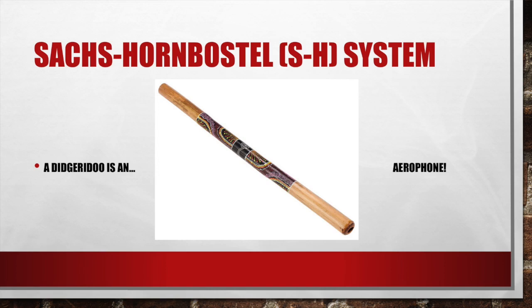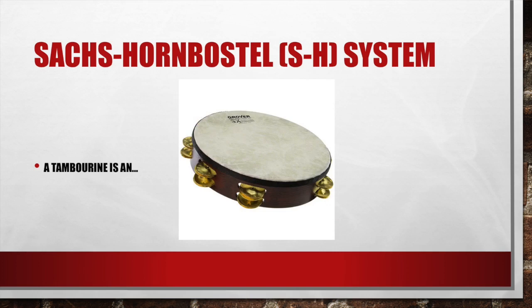Let's try classifying another instrument. What classification is a tambourine? Correct, a tambourine is a membranophone, as its primary sound production is made by hitting the membrane. However, if it were to be shaken, it could be classified as an idiophone due to the little cymbals.